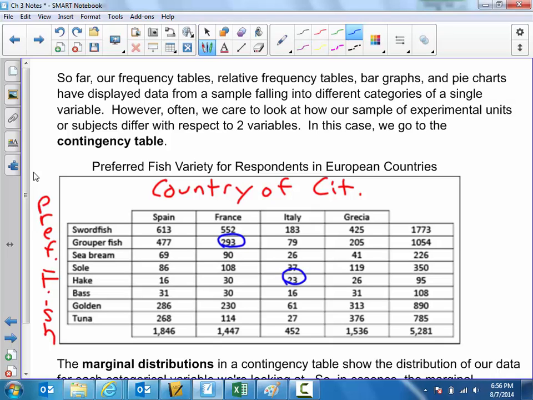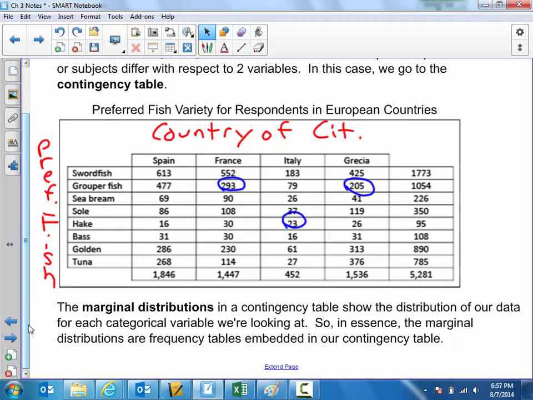All right, so each of these cells, and I'll highlight a few in blue, are counts according to the data values of 2 variables. For the first one I circled, that 293, you've obviously got a number of people who like grouper fish and who are from France, et cetera. So that's useful because it's good to understand how things fall according to 2 characteristics for people, respondents or subjects, or things, experimental units.